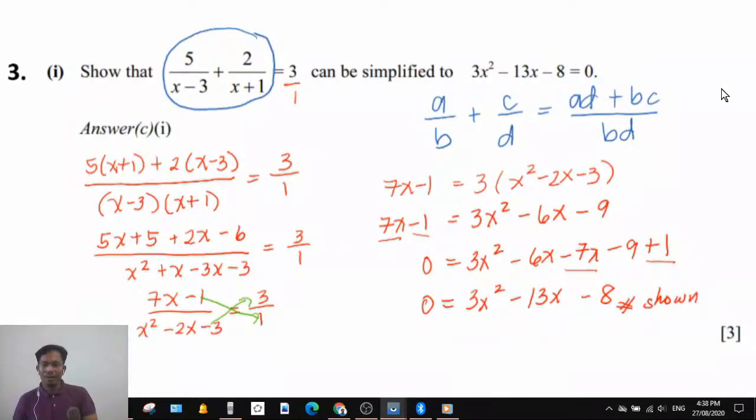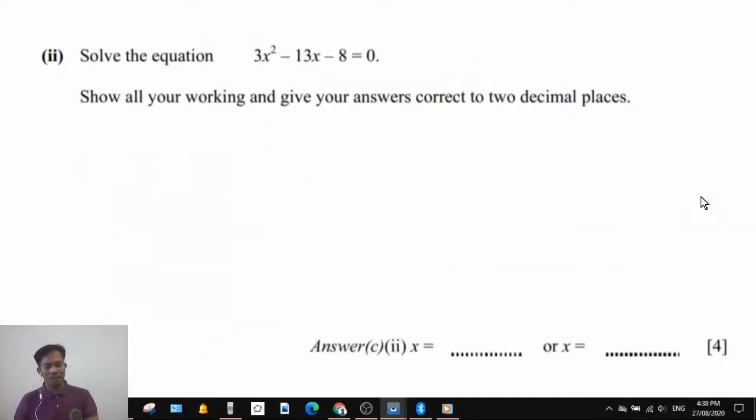So the answer is step by step like this. If you don't do it step by step, then you will not get the 3 marks that we have here. Okay? Next, let's move to the fourth question. Or there's a follow-up question here because it's number 1. The follow-up question is solve the equation 3x squared minus 13x minus 8.